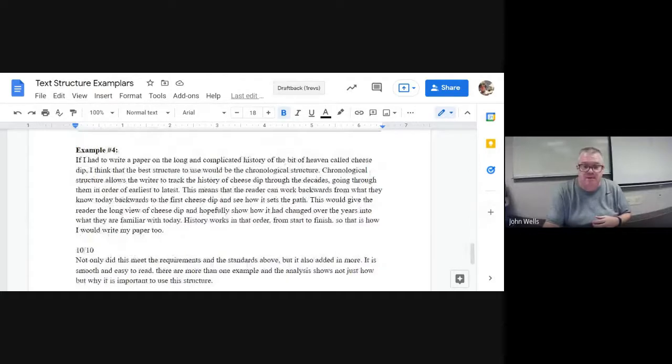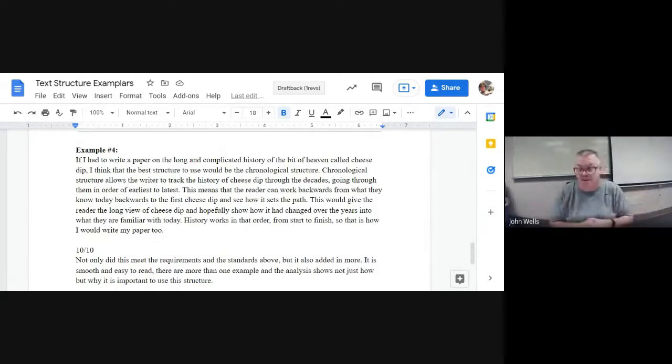Let's take a look at number 4, and this is an example of an answer that would score a 10 out of 10. If I had to write a paper on the long and complicated history of the bit of heaven called cheese dip, I think the best structure to use would be the chronological structure. Chronological structure allows the writer to track the history of cheese dip through the decades, going through them in order from earliest to latest. This means that the reader can work backwards from what they know today to see where it came from and what path was set. This would give the reader a long view of cheese dip and hopefully show how it had changed over the years into what they're familiar with today. History works in that order, from start to finish. So that's how I write my paper too.